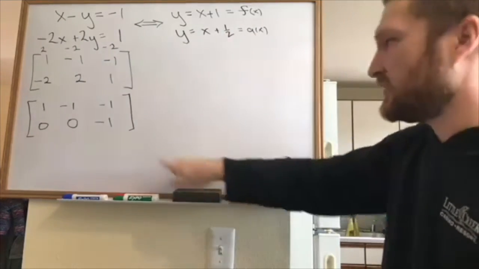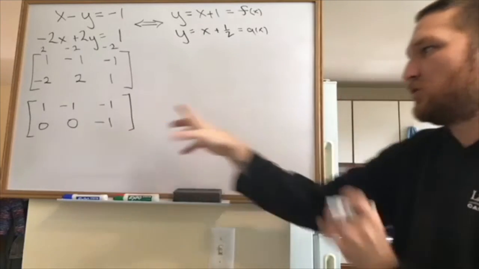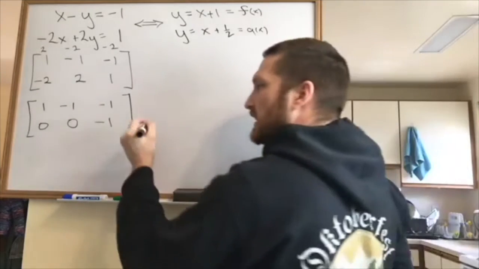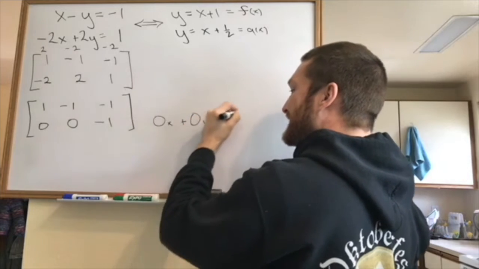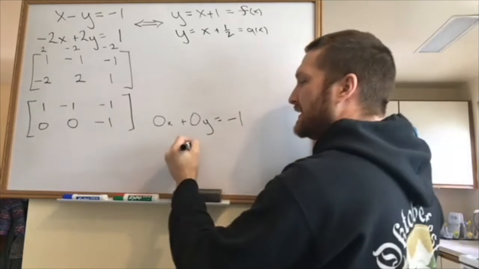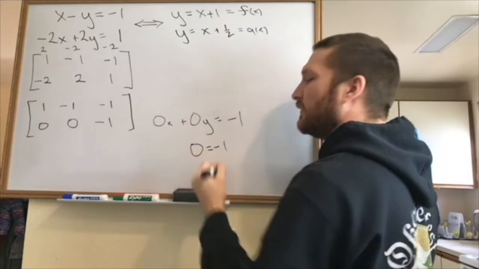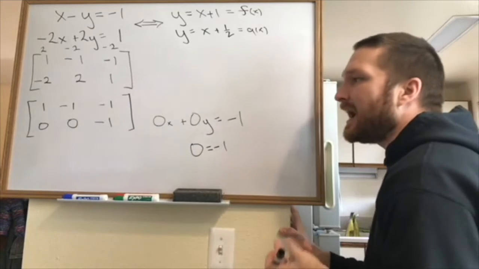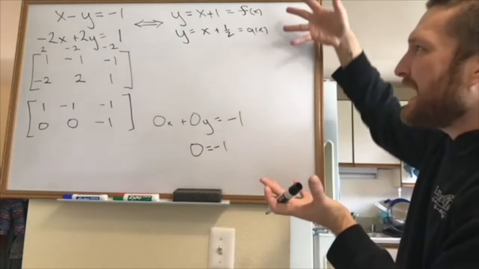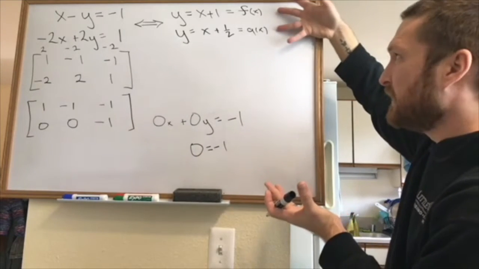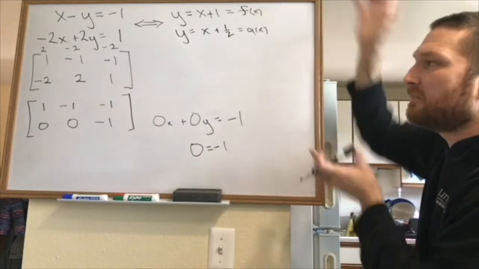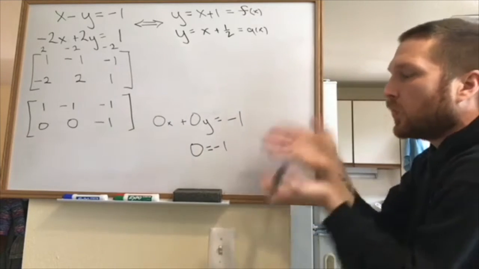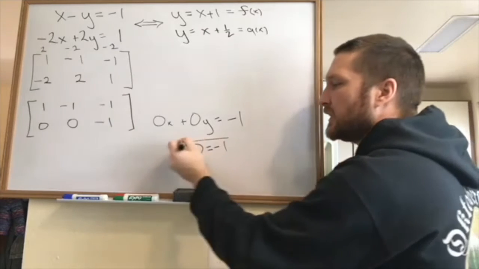What this means, let's translate this back into equations. This says that 0 times x plus 0 times y is equal to -1. In other words, it's telling me that 0 is equal to -1, which it does not. And we end up with the same type of contradiction that we would get if we tried to set these guys equal to each other and find an x that makes them both work. We end up with a contradiction.